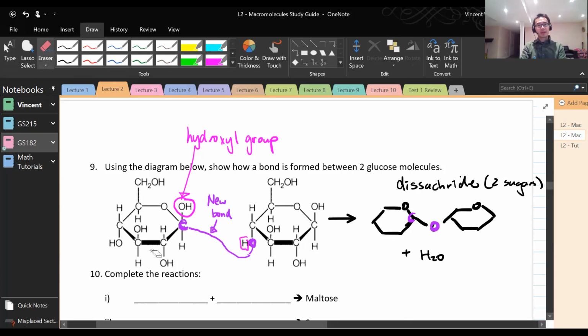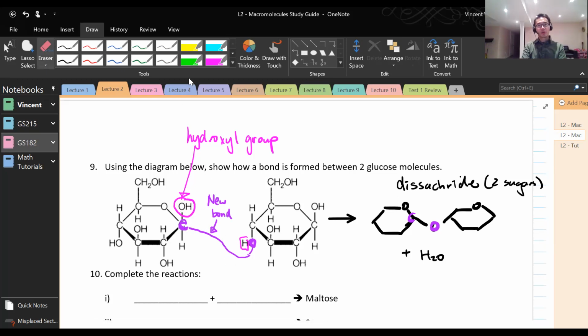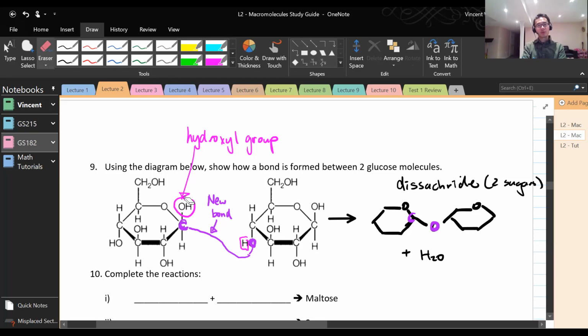So don't get intimidated by these huge structures. All I'm saying is that to link them together, you would remove a water molecule. And how do you do that? You take an OH, a hydroxyl group, from one, you take an H from another, and then you'll be able to form a new bond.